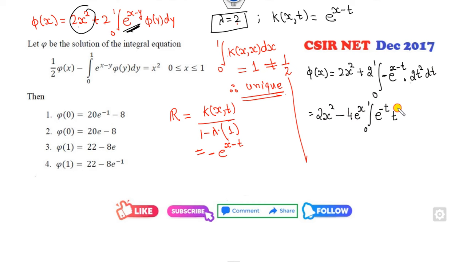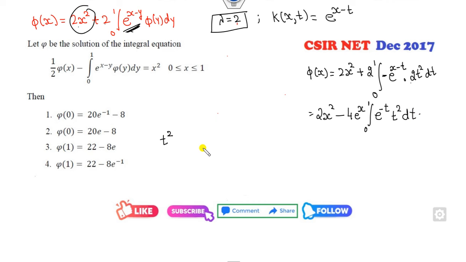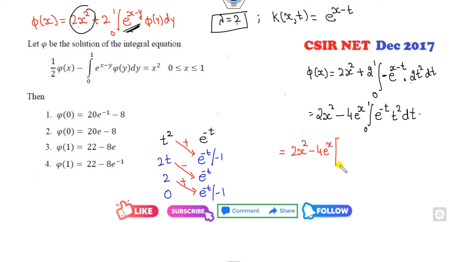Fine. Now how can you integrate them? Again it's a polynomial, so I can simplify this: I can write the t square here, e raised to power minus of this. I can differentiate this until it becomes 0 and integrate them. This is minus 1 e raised to power minus t, e raised to power minus t, plus minus 1. I can multiply them with positive, negative, positive. So what is the integration of this? It will be 2x square minus 4 e raised to power x. Fine. E raised to power minus t I can take as common, e raised to power minus t from 0 to 1.